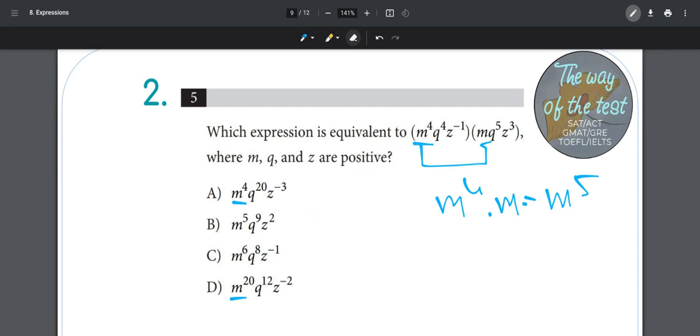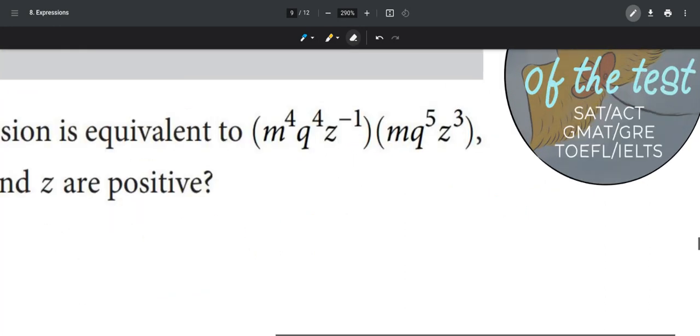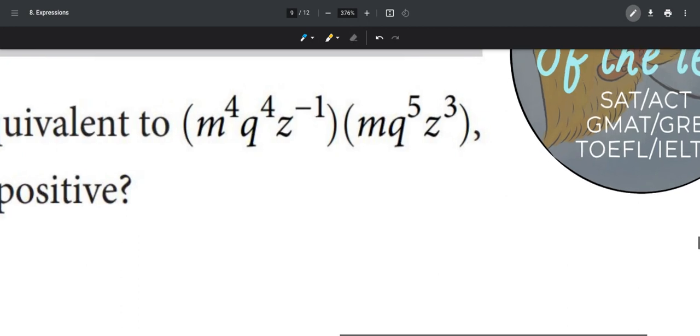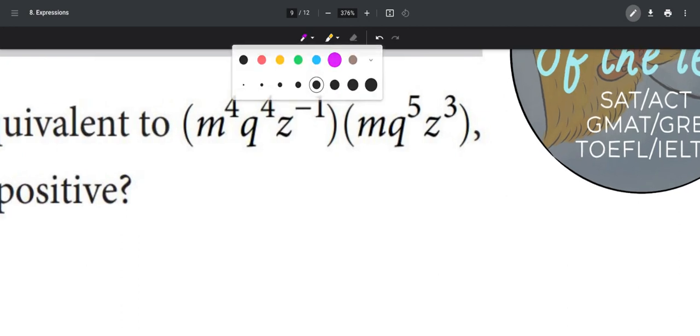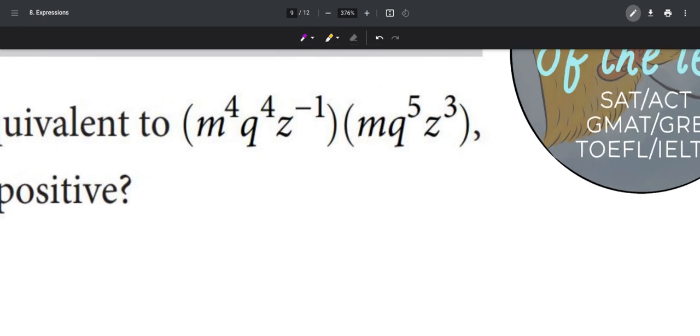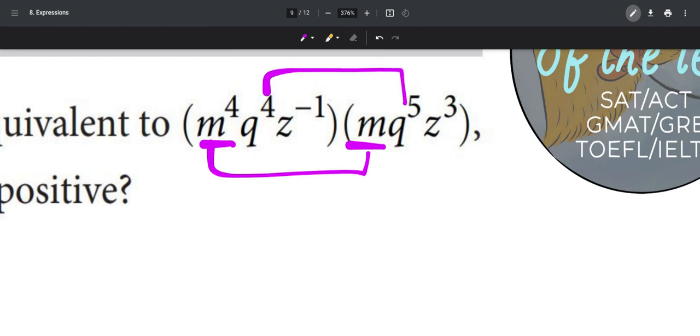What is the other way of solving it? The other way of solving it is distributing everything. Again, similar terms together. Remember the associative property that we learned on number properties, which means these parentheses, I can take off these parentheses because these are all multiplying, right? So what I'm going to do is group similar terms together.